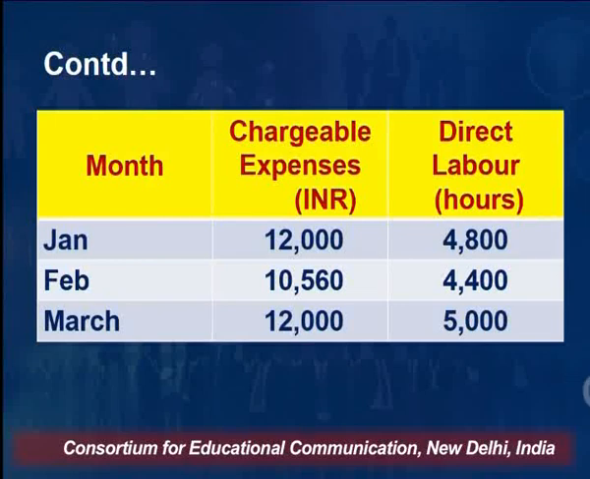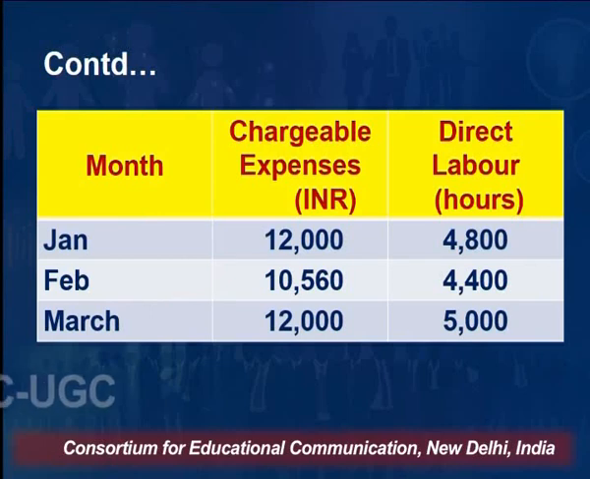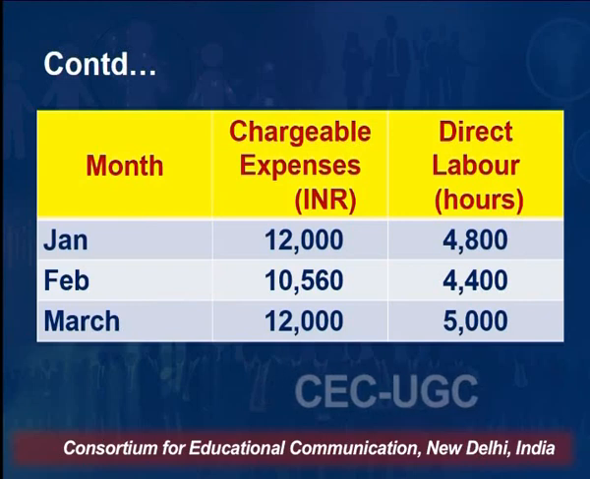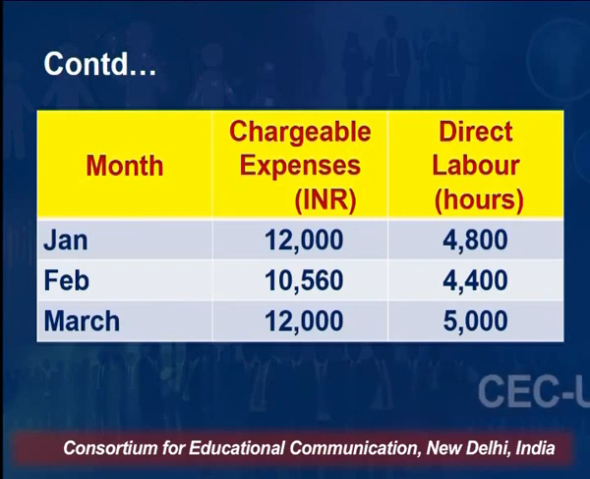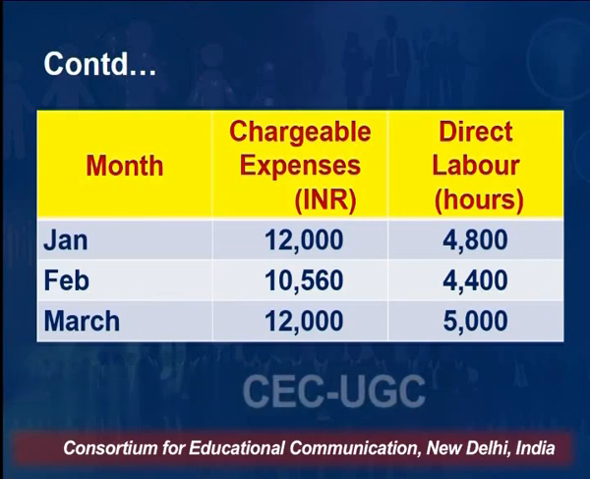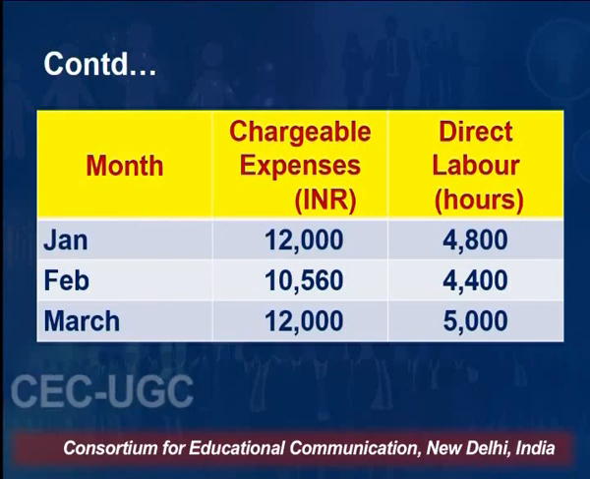Further, the question reports about chargeable expenses. Now this is very important for us as a learner, that chargeable expenses are given to be 12,000, 10,560 and 12,000, and direct labor hours are given for this as 4,800, 4,400 and 5,000. When we are dealing with such kind of numerical problems in examination, this actually invites a point of mistake. Most of the learners feel that the chargeable expenses are going to be charged to this production process in toto. In totality we cannot charge this.